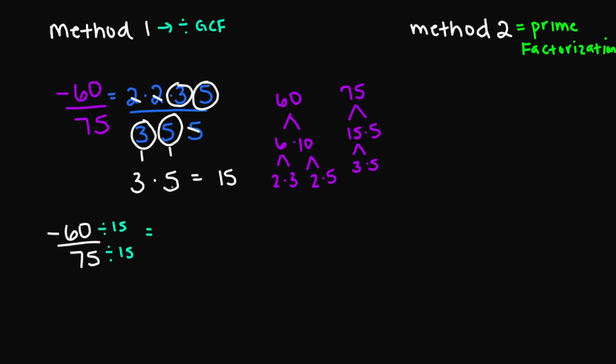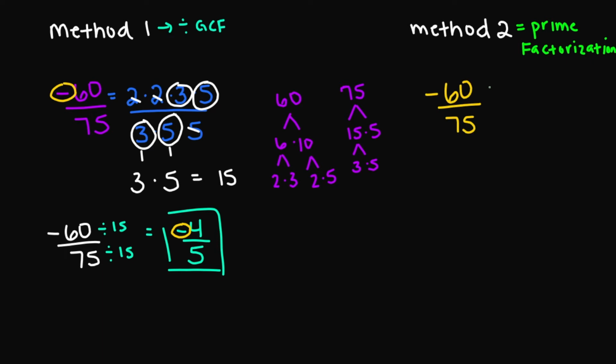So negative 60 divided by 15 is going to give us a negative 4. And then you have 75 divided by 15. This is going to give us 5. So your final answer is negative 4 over 5. And remember, you have to include the negative in your final answer because you do have a negative in your original problem. So let's try method number 2.